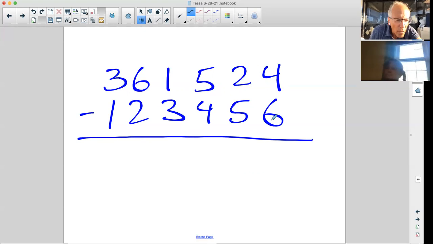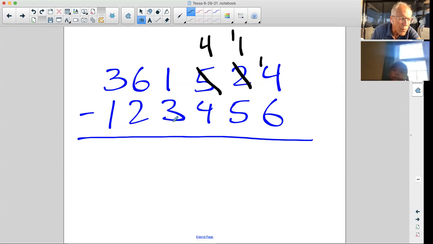4 is too small for 6. We make it a 14. We borrow from the 2. 1 is too small for 5. We borrow a 1 to make it an 11. And we borrow that 1 from the 5 to make it a 4. 4 is fine for 4. So we don't borrow anything.